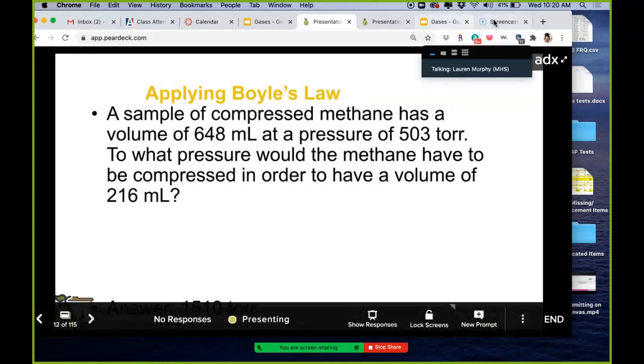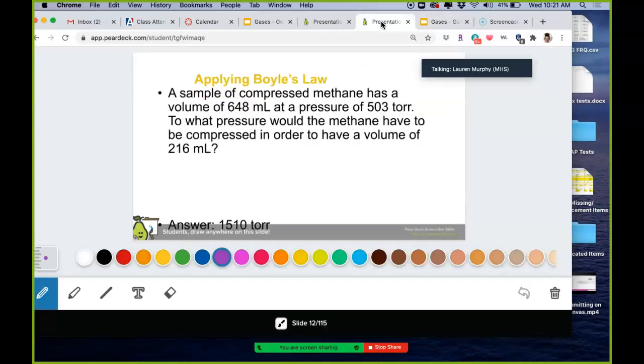A sample of compressed methane, CH4, that's compressed methane gas. I give you a volume and a pressure, and I want your new pressure, and I give you a new volume. Now, because volume is on both sides, I can use milliliters. You can also use liters. There's no reason you can't, but I'm just going to plug in milliliters because it'll make my life easier.